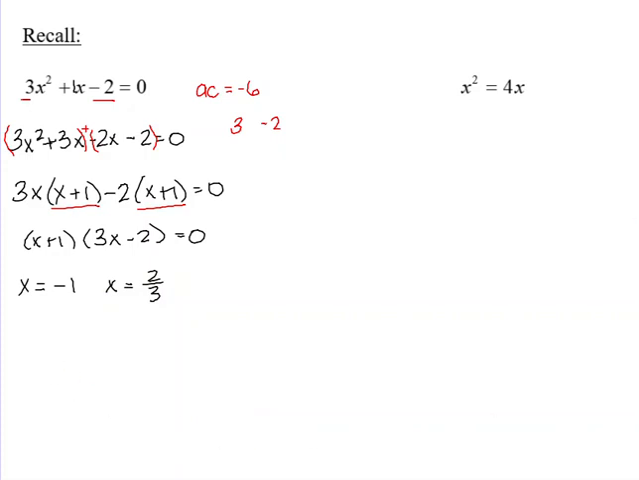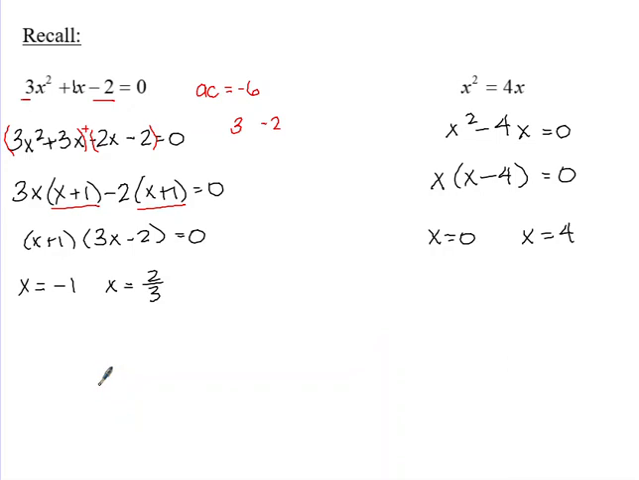Let's take a look at one more example. If we have x squared equals 4x, the first thing we need to do is make this equal to 0. So I'm going to subtract 4x from both sides. Then I'm going to factor out a GCF. So I can factor out an x. I'm left with x minus 4. So I want to do x equals 0. X minus 4 equals 0 gives me x equals 4. So those are my answers.